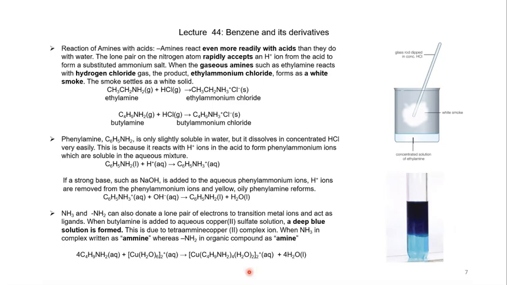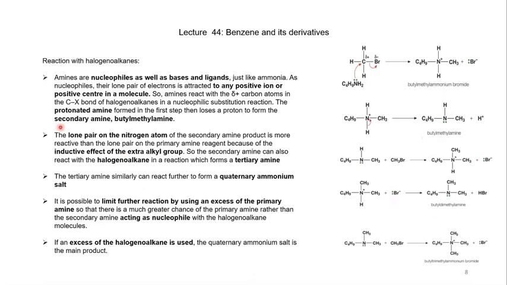Okay, now we go for some reactions with halogenoalkanes. This is a halogenoalkane, is it not? So we are reacting an amine with halogenoalkanes, and what do we get? We get this ion, butylmethylammonium bromide. Then when we react this, it loses this proton, and we get butylmethylamine.